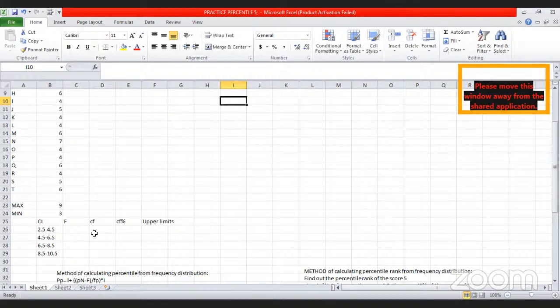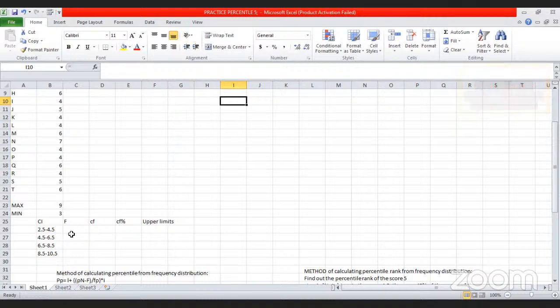Is it clear? This is just an assumed class interval, nothing else. You can make another class interval like 3 to 5, like this also. Is it clear? Yes. Okay.